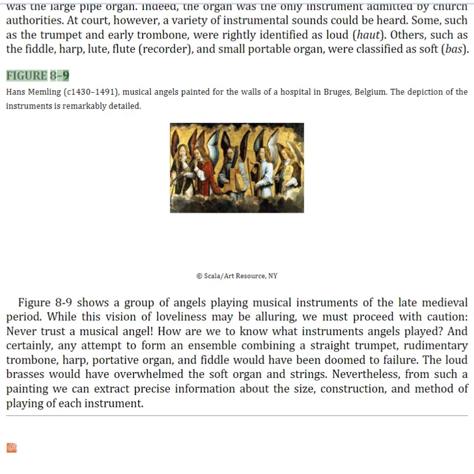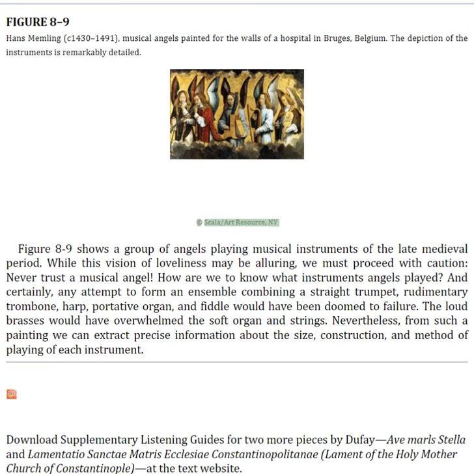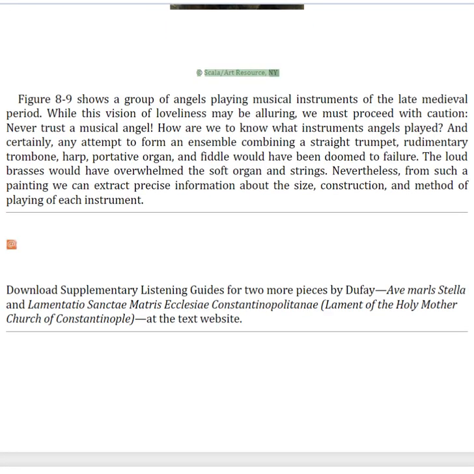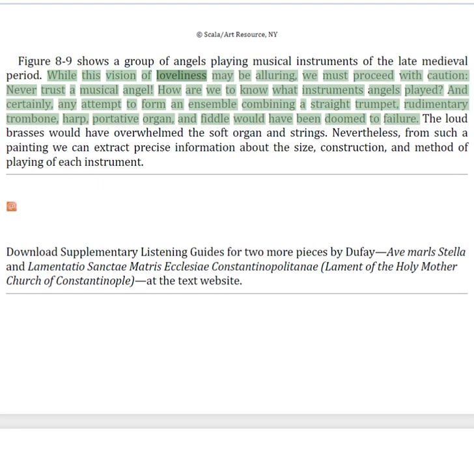Figure 8-9. Hans Memling, musical angels painted for the walls of a hospital in Bruges, Belgium. The depiction of the instruments is remarkably detailed. Copyright Scala/Art Resource, New York. Figure 8-9 shows a group of angels playing musical instruments of the late medieval period. While this vision of loveliness may be alluring, we must proceed with caution. Never trust a musical angel.